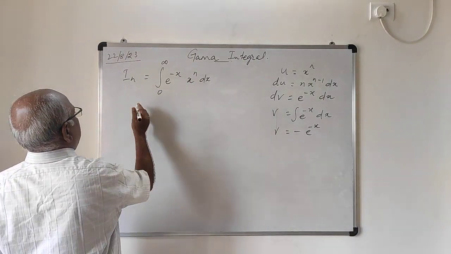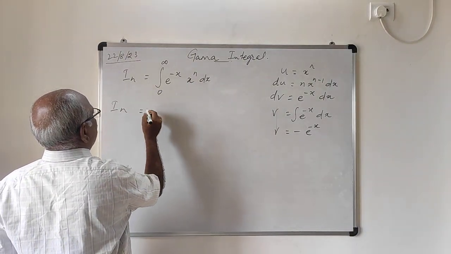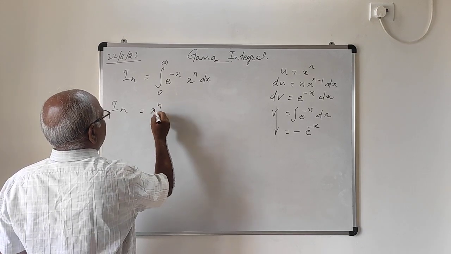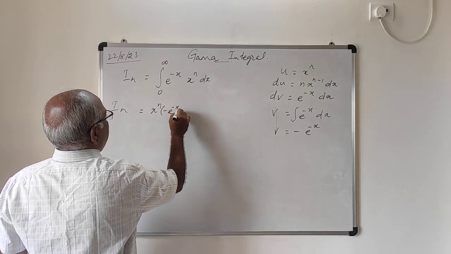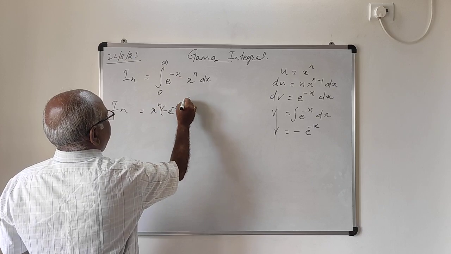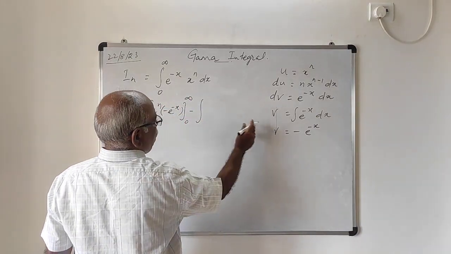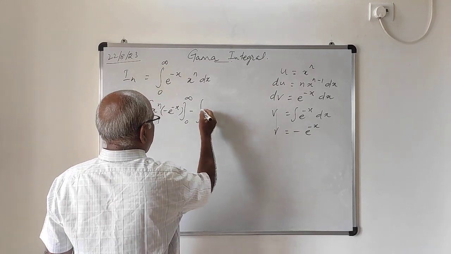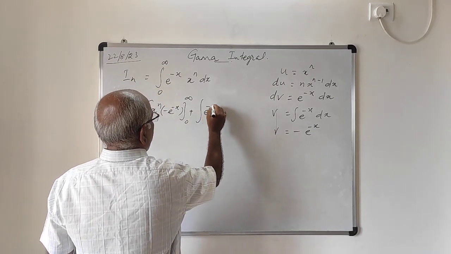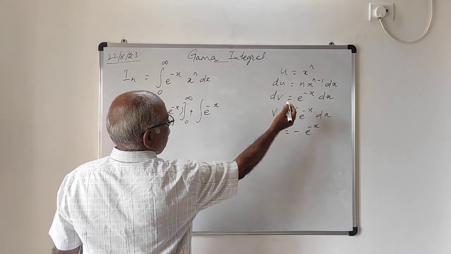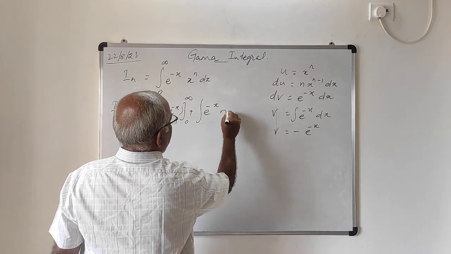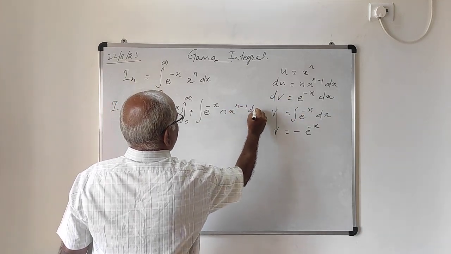Therefore, by integration by parts, I_n equal to uv, that is x power n into minus e power minus x, from 0 to infinity, limit, minus integral v du. Here v is minus e power minus x, so that minus becomes plus e power minus x into n into x power n minus 1 dx.